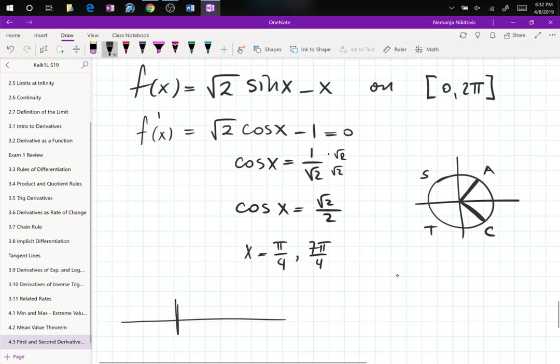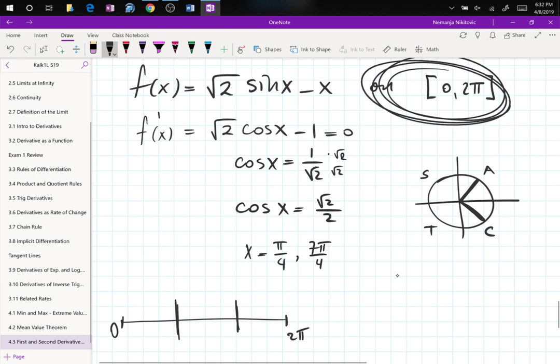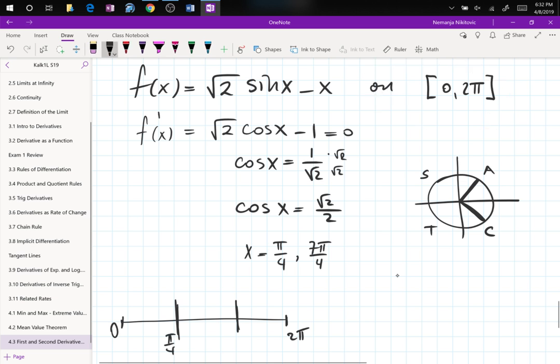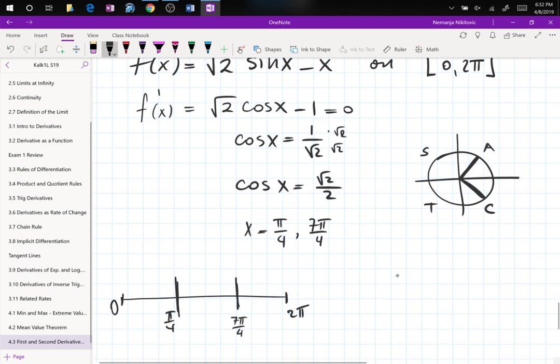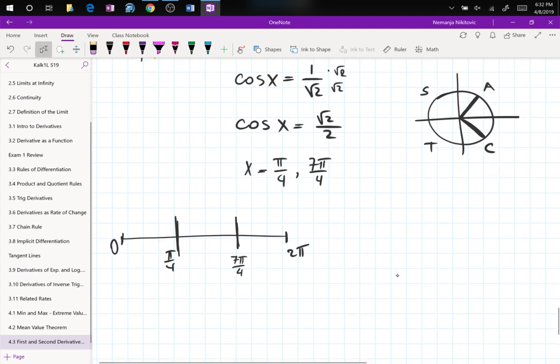So now my partition starts at 0, and adds the 2 pi, because I have the interval that cuts it off from the infinities. So it's my pi over 4, and this is my 7 pi over 4. So now I get to pick test points.